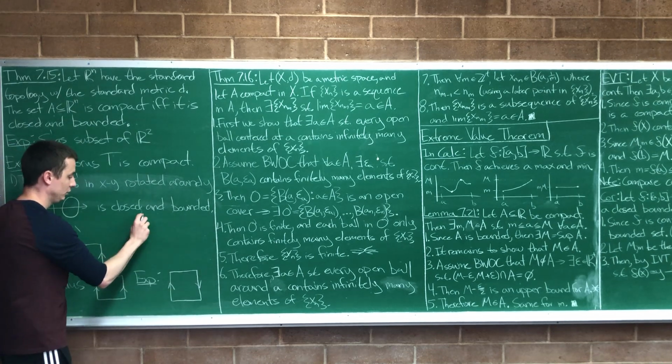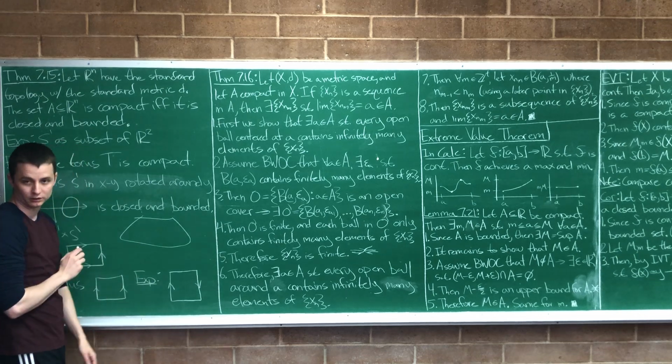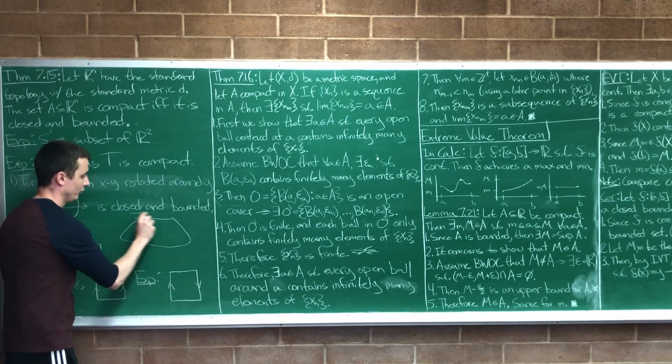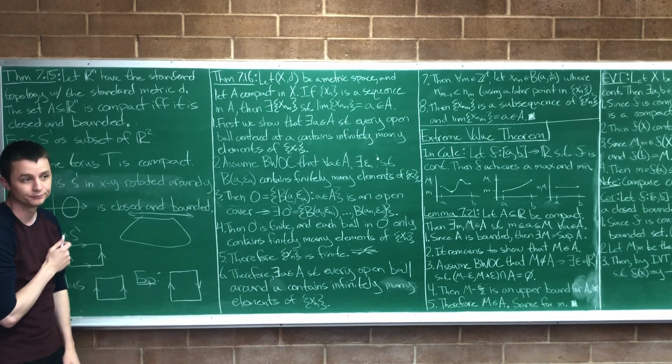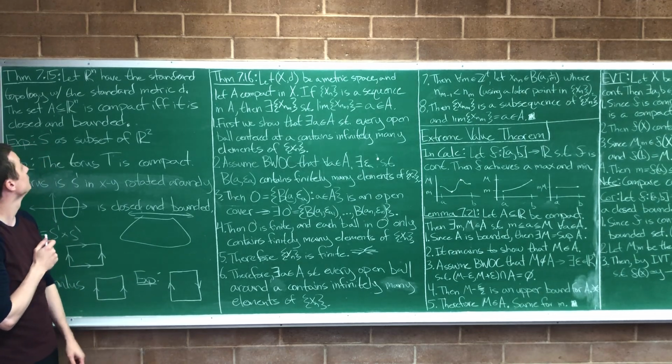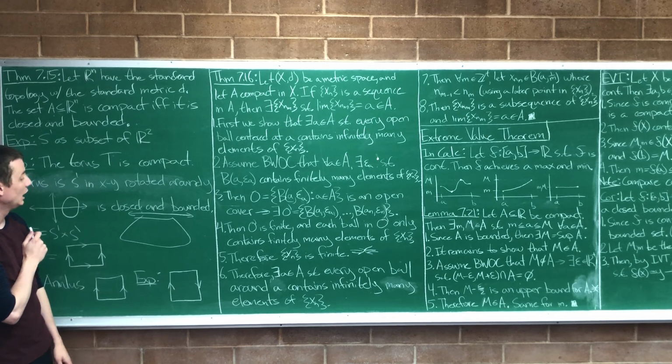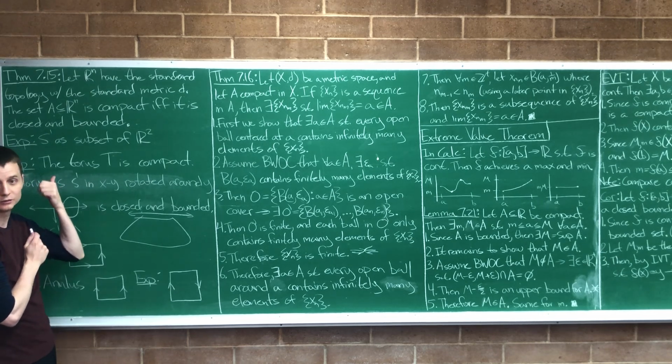So in R2, that set's bounded, whereas a line that goes off like that is not bounded. Okay? That's bounded. Hopefully you remember what closed is. What's closed?